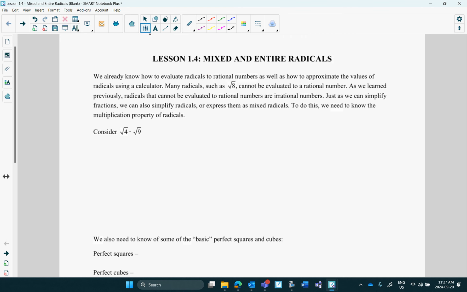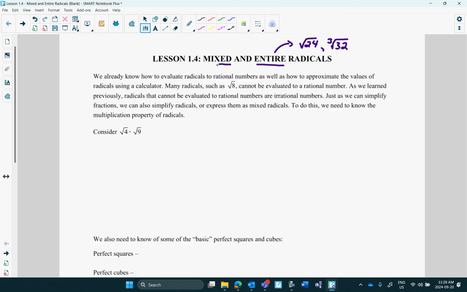An entire radical is something like, I'll just give you some examples. Square root 24. Cube root 32. Square root 26. Square root 28. Cube root 54. Okay? It just means an entire radical is just a radical. There's nothing else with it. There's nothing after it. There's nothing before it.